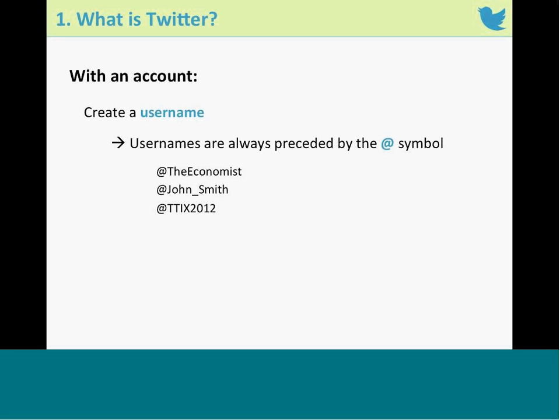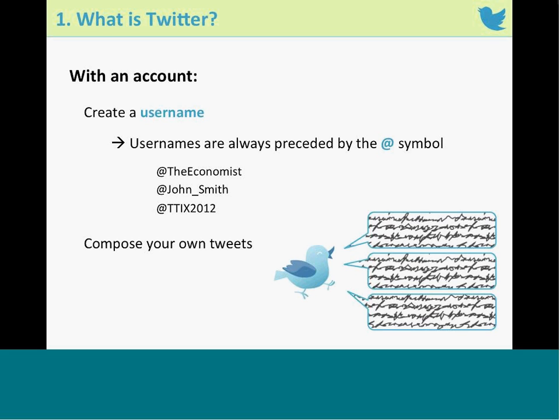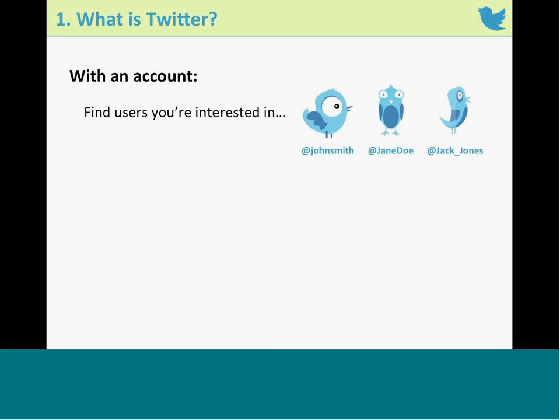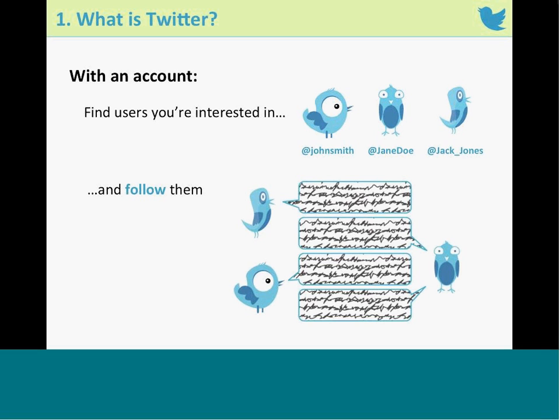Once you have an account and a username, then you can actually start composing your own tweets. And then, once you've done that, you can start searching for users that you're interested in. So other people on Twitter who have similar interests to you, similar research interests, for example. And then you can follow them. So when you follow someone, that means that you'll see all of their tweets in your feed in Twitter when you log in. So all of the tweets from all of the people that you follow will be lined up in one big Twitter feed.